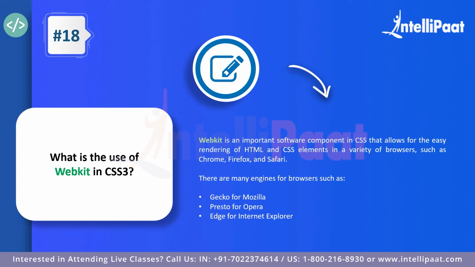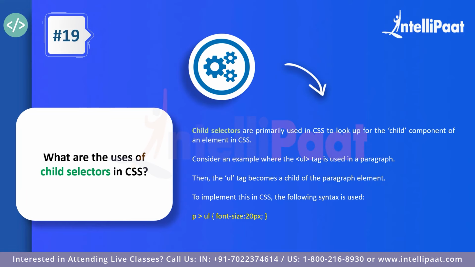So with this, we can check out the 19th question that says, what is the use of another type of selectors called child selectors in CSS? Child selectors, again, you might have guessed it, are used to look up a child element in CSS. Let's think about it as an example. Let's say you use the UL tag inside a paragraph, right? So the paragraph tag is the parent tag, and then under it, if you've made use of the UL tag, then that becomes the child tag, right? So how can we implement this parent-child pattern by making use of CSS, you ask?